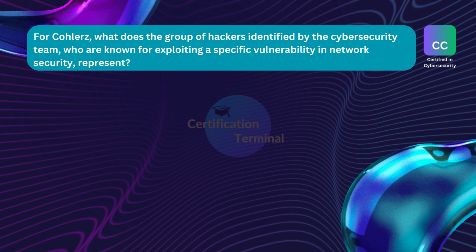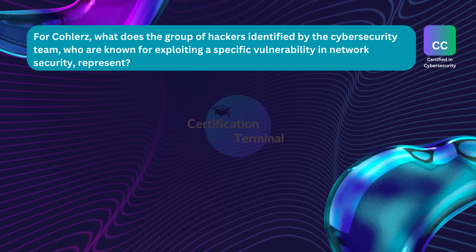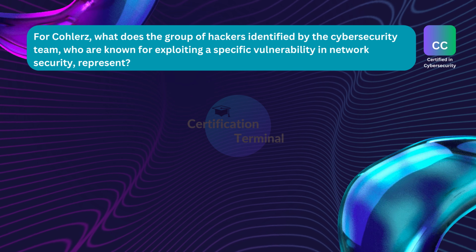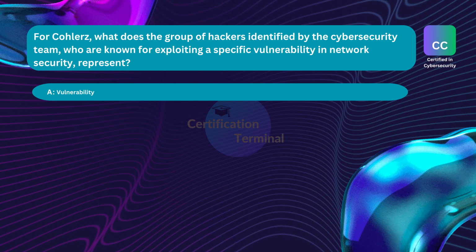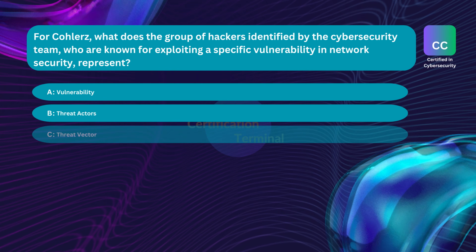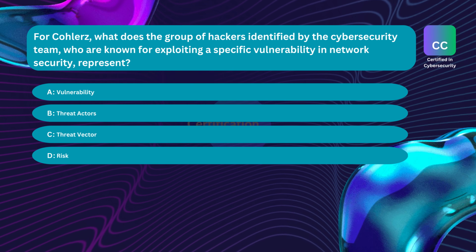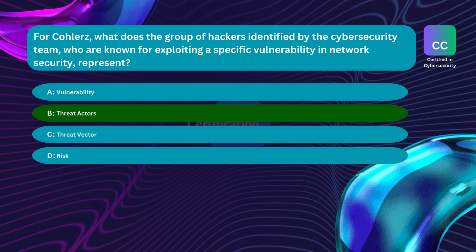Question number 16. For Kohlers, what does the group of hackers identified by the cybersecurity team, who are known for exploiting a specific vulnerability in network security, represent? Option A, vulnerability. Option B, threat actors. Option C, threat vector. Option D, risk. The correct answer is option B, threat actors.